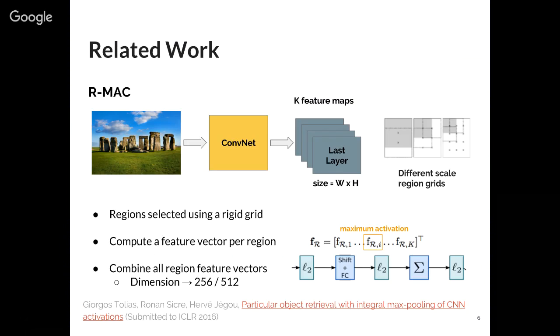What they do is, they have an image and a convolutional neural network, and they go to the last layer of that convolutional network, and for each feature map they have a grid of different scale regions, and for each region they compute a feature vector that is formed by the maximum activation of each feature map for each region. And then they normalize them. They do a PCA to reduce the dimensionality to a fixed length. They normalize and they sum all the feature vectors for each region. And then they can compare images this way, just using the dot product, and it's very efficient and fast.